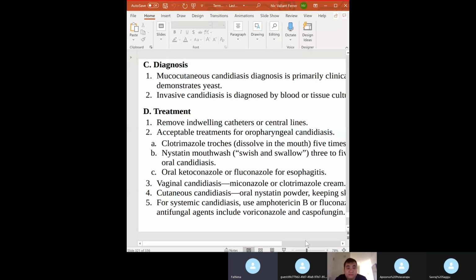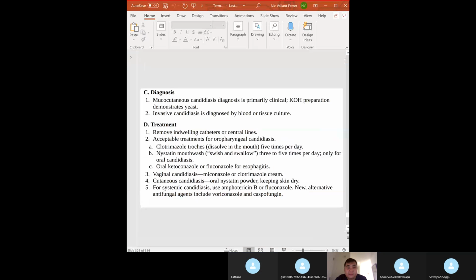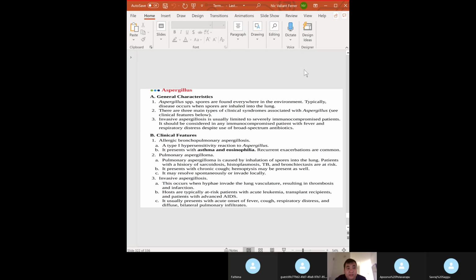If you give ketoconazole, they can have gynecomastia. Excellent. So be careful, right? So what's the treatment? For vaginal candidiasis, use a cream like miconazole. For cutaneous, oral nystatin powder. For systemic, use the big guns: amphotericin B or fluconazole. You can also give alternatives like voriconazole and caspofungin.